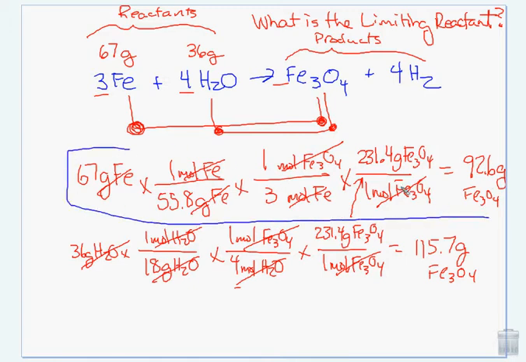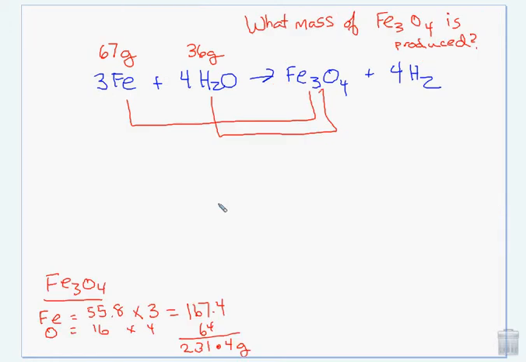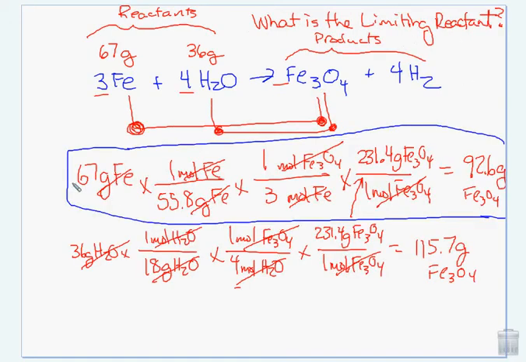So my limiting reactant is the one that produces the least amount, and that is right here. That's my limiting reactant, the one that will run out first. Now that I know that, my 67 grams of Fe is my limiting factor. It will produce 92.6 grams of Fe3O4. That's the answer to my next question. What's the mass of Fe3O4? How much of that is produced? Well, I already found that. It's the limiting reactant. Here it is, 92.6 grams of Fe3O4.